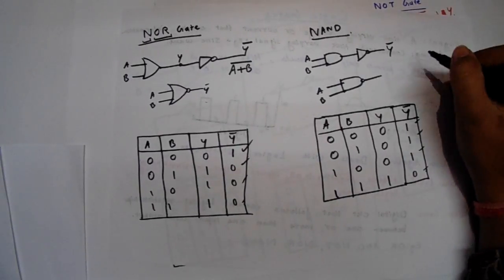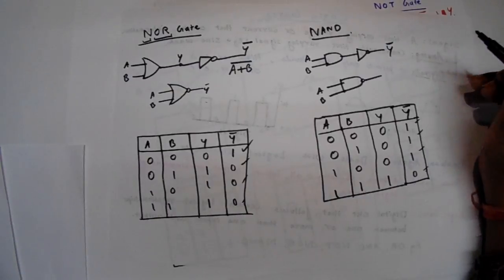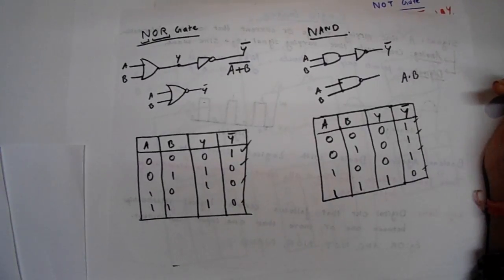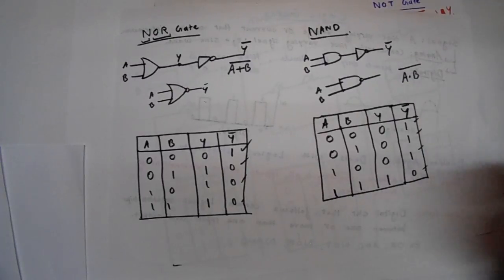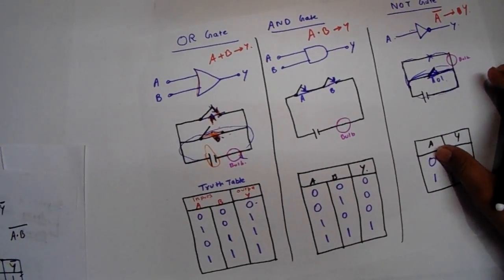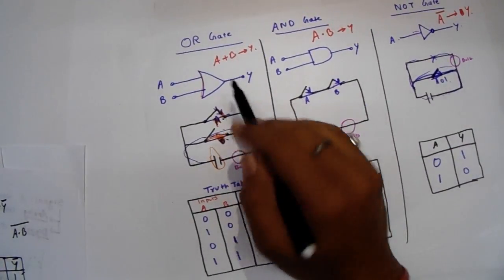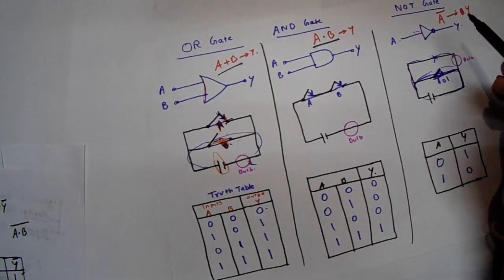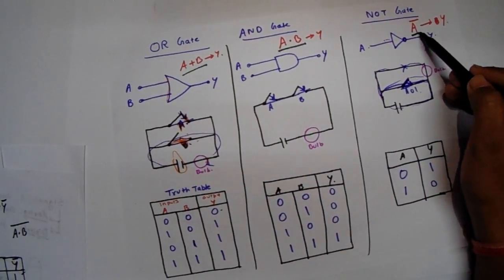What would be the equation or the Boolean expression for the NAND gate? Well, A dot B for the AND and a bar over it. Let me remind you of the expressions: for OR gate, A plus B; for AND gate, A dot B; and for NOT gate, A bar.